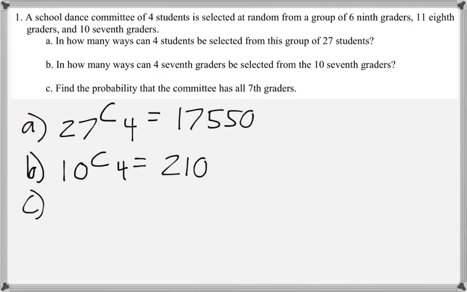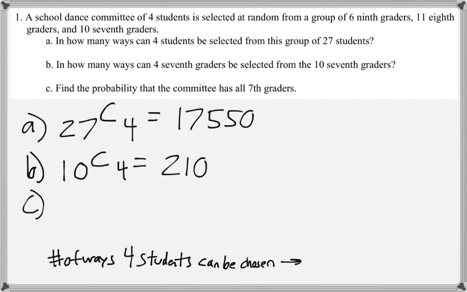So the number of ways that 4 students can be chosen is going to go on the denominator. So that is the 17,550.